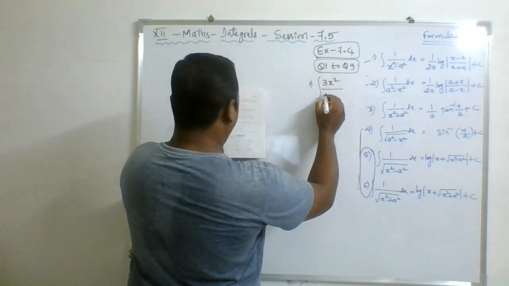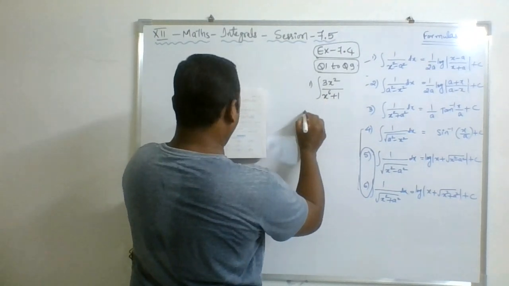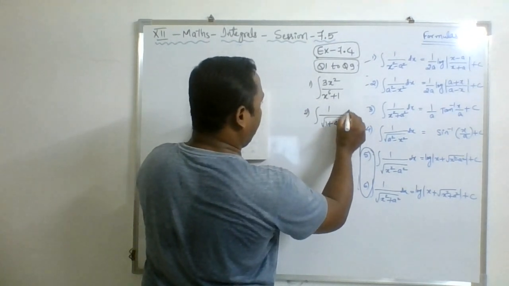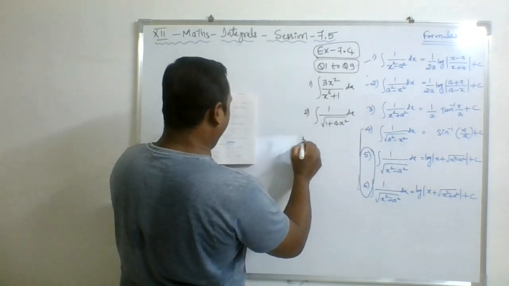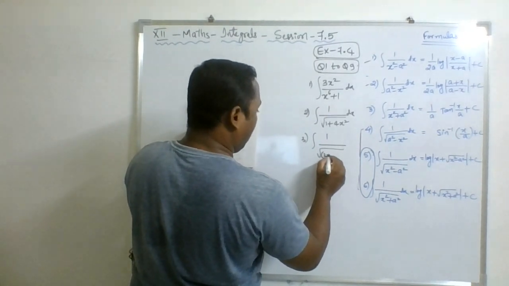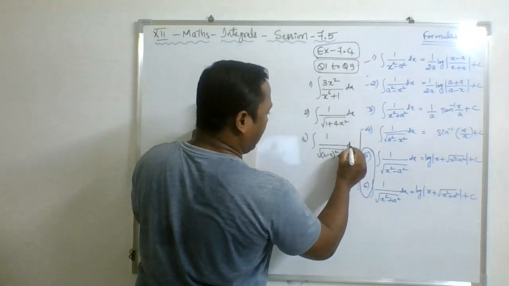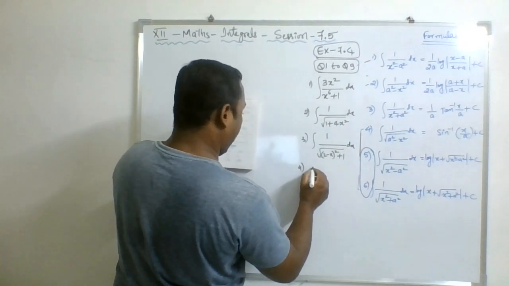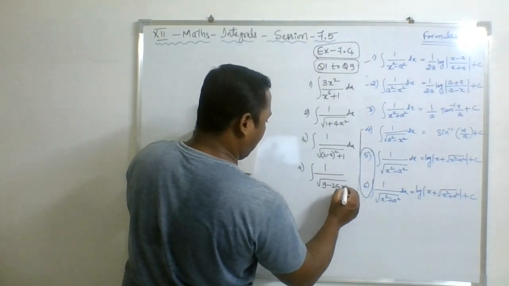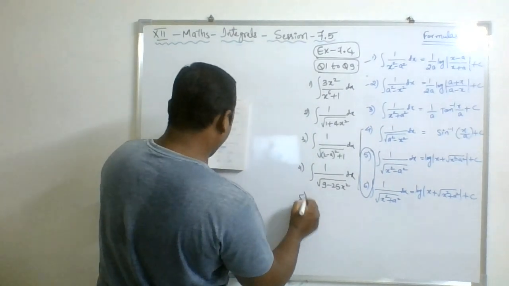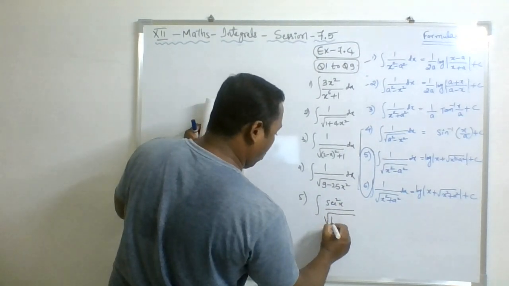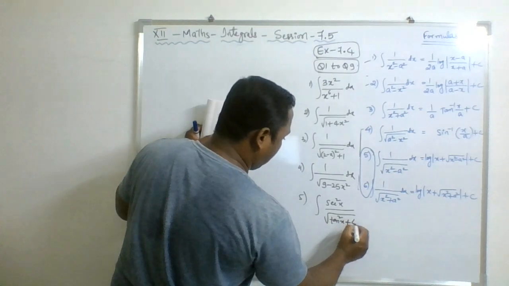Integral of 3x square by x to the power of 6 plus 1, and integral of 1 upon under root of 1 plus 4x square dx. Dx is always there as a default one. Then 1 upon under root of (2 minus x) the whole square plus 1 dx. And fourth I am taking 1 by under root of 9 minus 25 x square dx. And the fifth I am taking sec square x by under root of tan square x plus 4.